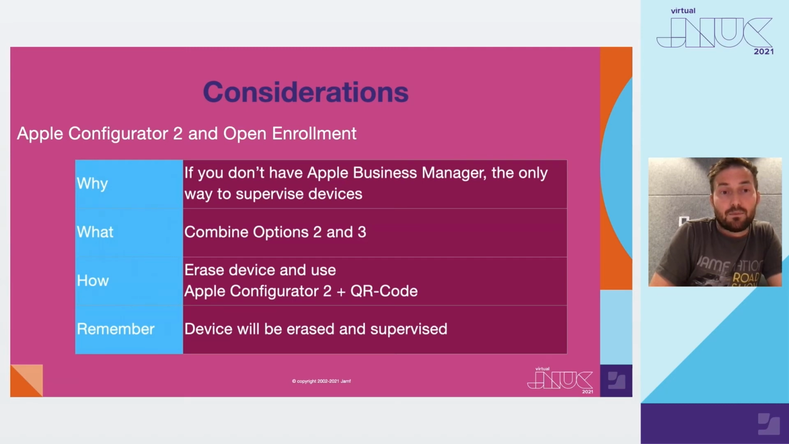Our fourth point, Apple Configurator 2 and Open Enrollment. As I said, what is it? The combination of number 2 and number 3 here. It is for those who don't have Apple Business Manager, but they need to supervise the device to get all the settings or to get single app mode on an iOS device. So we need to erase the device with Apple Configurator, scan the QR code, and it's managed. So remember, erase and supervise, and you're ready to go.